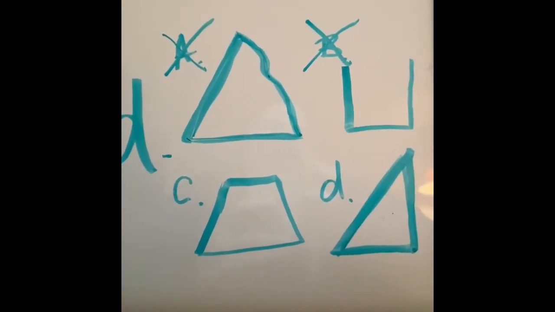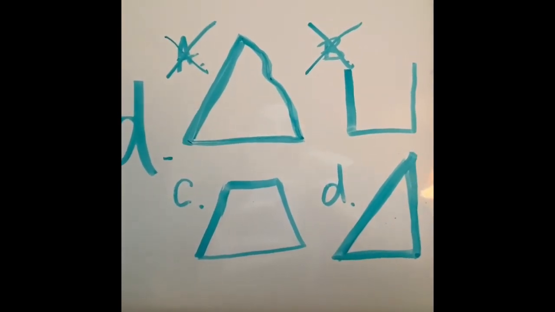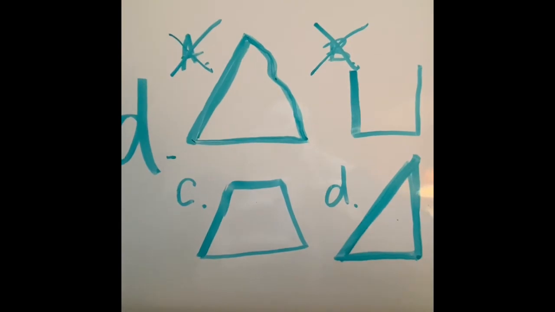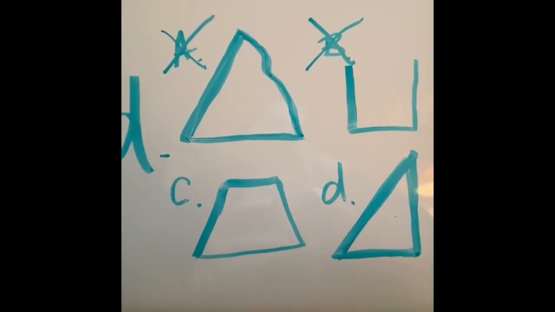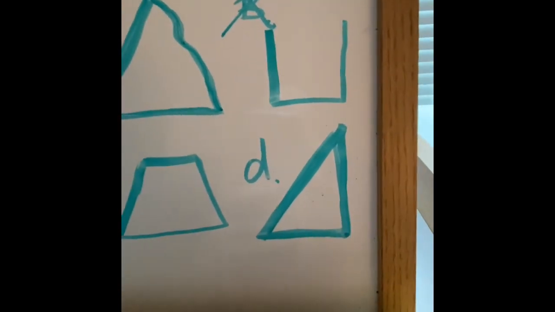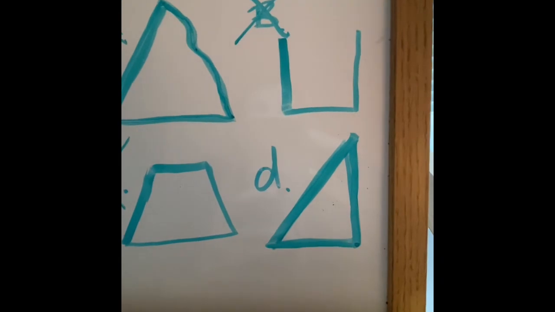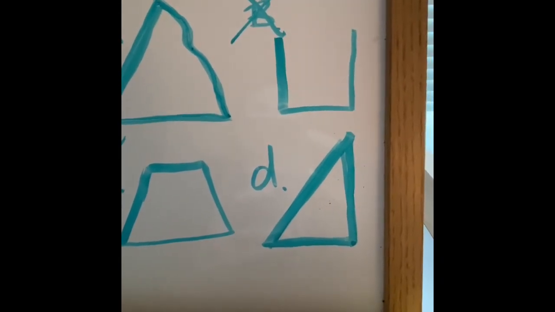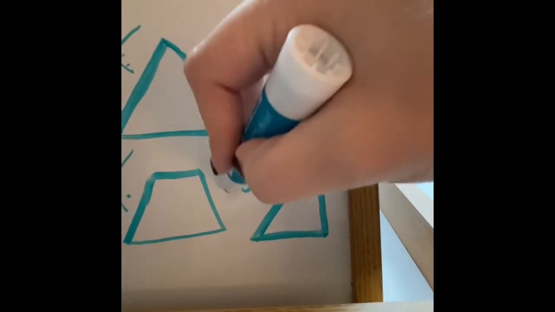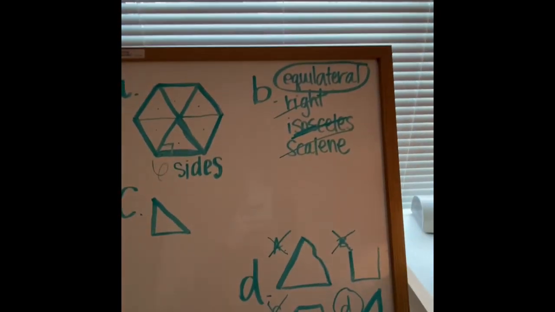C has four sides. That's a pretty good equilateral, but it's not a triangle. Four sides doesn't work. D, however, has three sides. It is a flat shape. It is a closed shape, and therefore it is a triangle.